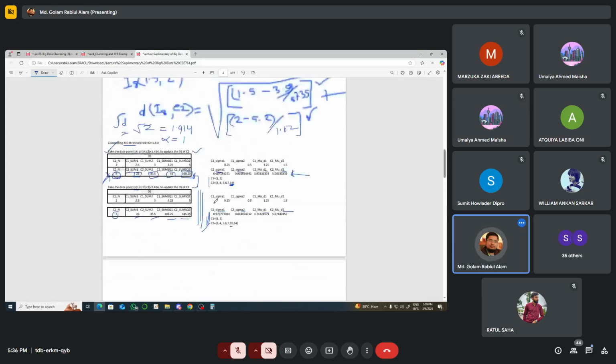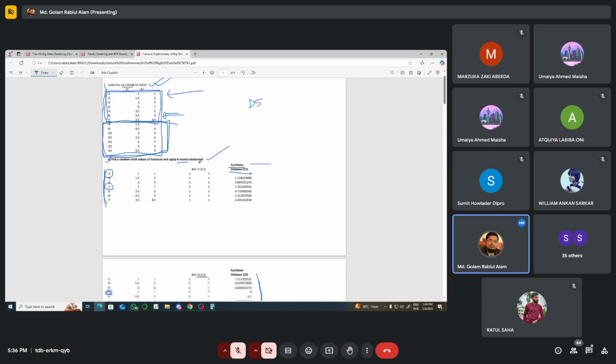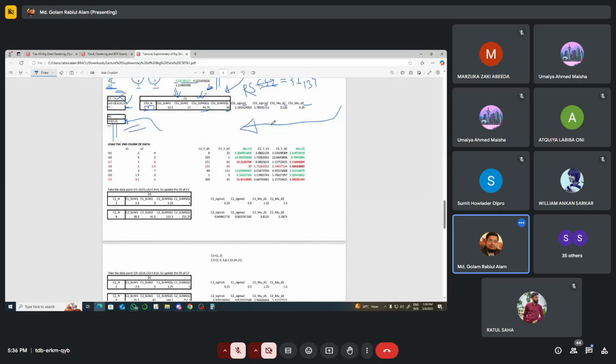That is in our load the first chunk of the data. So we have loaded to the memory the first chunk, and then we have done those operations. Okay, up to this. Now what we have to do, we have to load the second chunk of the data.